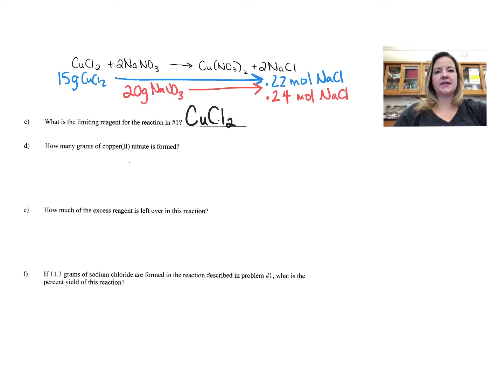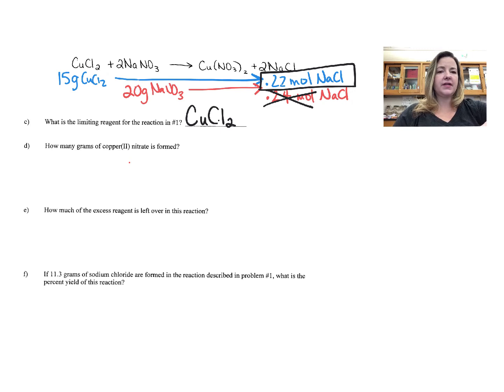The next question asks us how many grams of copper 2 nitrate is formed. So far, we've figured out a couple of things. We figured out that if we have 15 grams of copper chloride, we can make 0.22 moles of NaCl. That means we're not going to make 0.24 moles of NaCl. We are definitely going to be making 0.22 moles of NaCl.